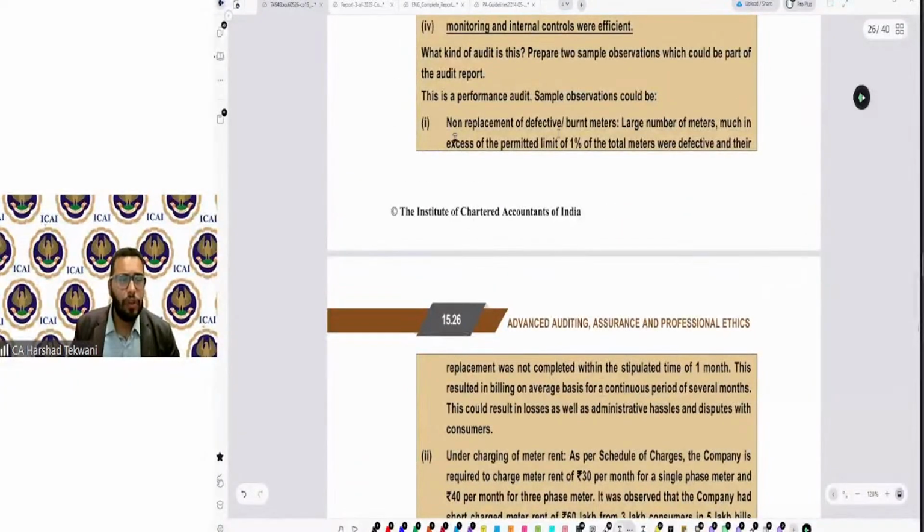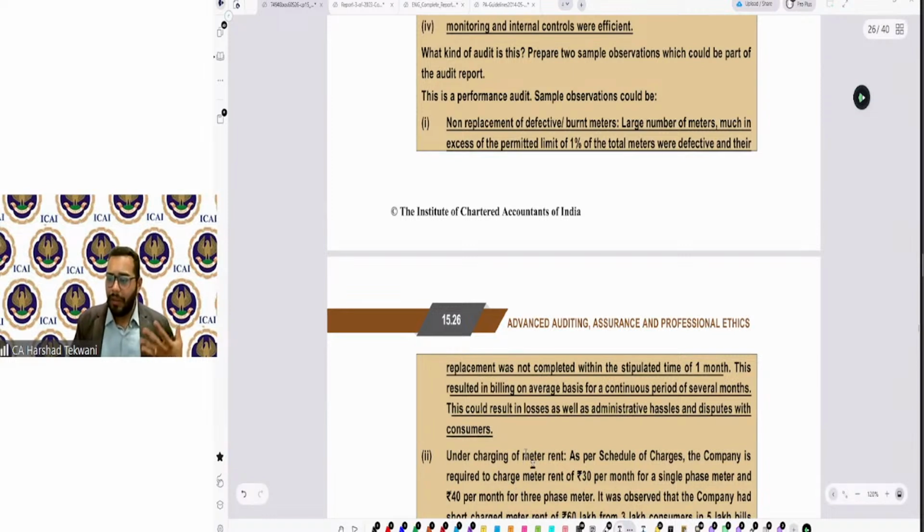First observation is non-replacement of defective burnt meters. In a large number of meters, in excess of the permitted limit of 1% of total meters, were defective, and their replacement was not completed within the stipulated time of 1 month. This resulted in billing on an average basis for a continuous period of several months. This could result in losses as well as administrative hassles and disputes with the consumers.